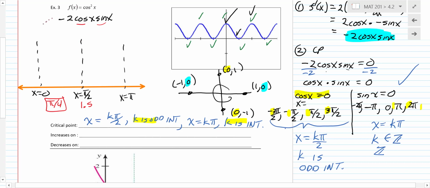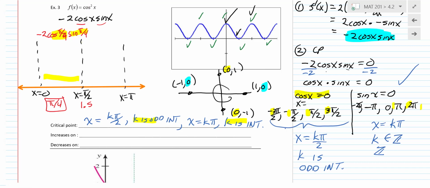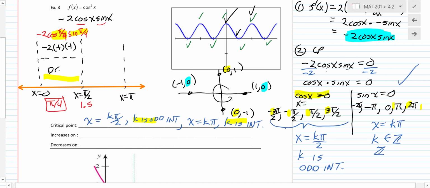So if I plug that in, I have negative 2 cosine pi over 4 sine pi over 4. But you don't even have to deal with the square root of 2. All you got to know is this. I want you to think about this. If you're in quadrant 1, which you are, agreed? What is the value of the cosine of any quadrant 1 angle, positive or negative? Positive. How about the sine of any quadrant 1 angle? So what you would have is a negative 2 times a positive number times a positive number, so it's negative, which means that we're decreasing.